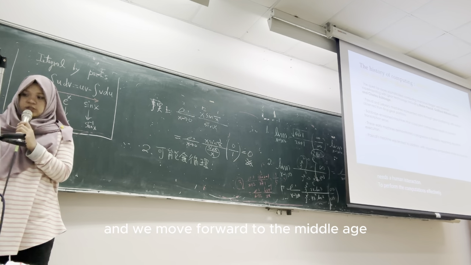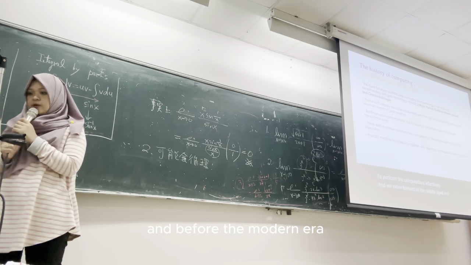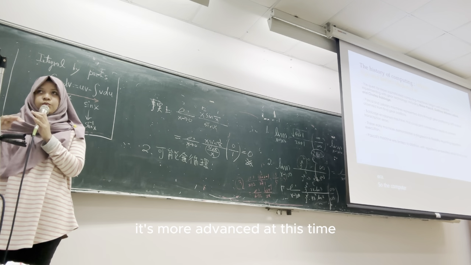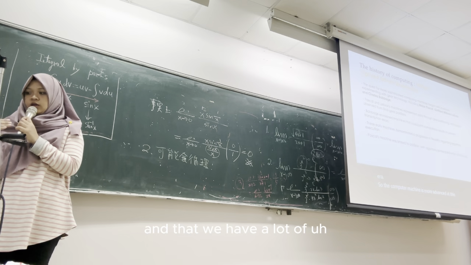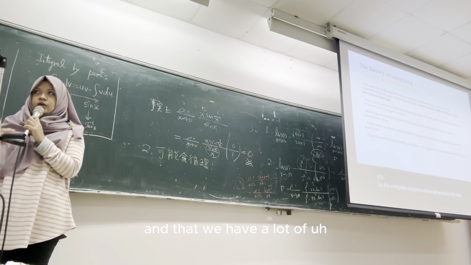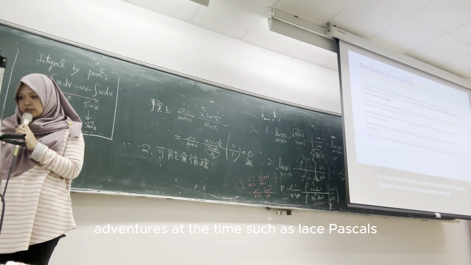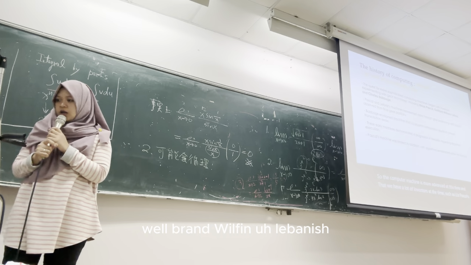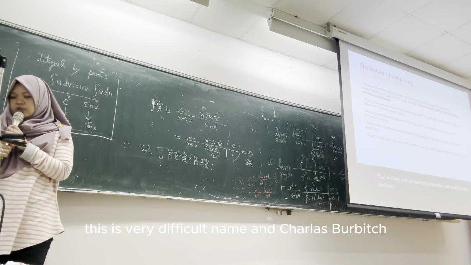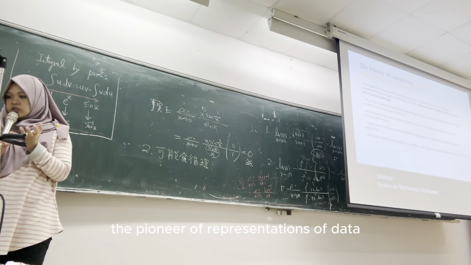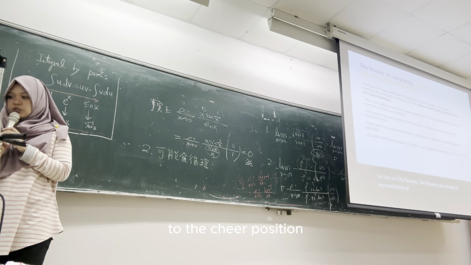And we move forward to the Middle Age and before the modern era. So the computing machine is more advanced at this time, and we have a lot of inventors, such as Blaise Pascal, Gottfried Wilhelm Leibniz. Oh my God, this is a very difficult name. And Charles Babbage. So they are the pioneers of representations of data.